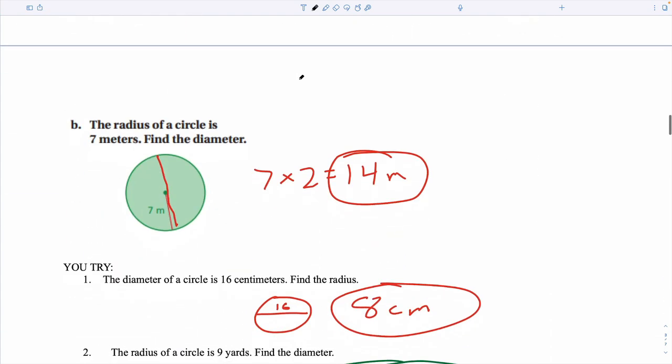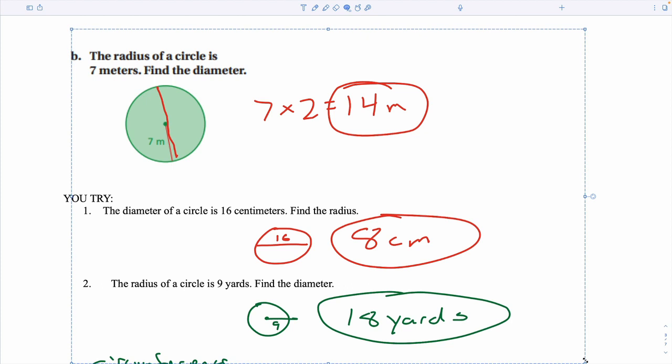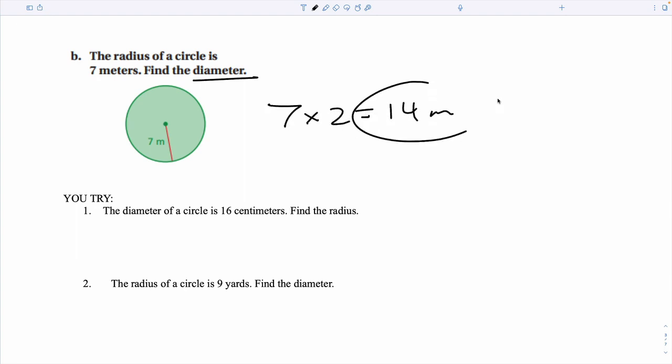For B, same thing. They have a half of the circle. You're given the radius, they just want the diameter. Well, if they have half of the diameter, do 7 times 2. That skill is going to be needed for today. You should be able to flip-flop back and forth radius to diameter.